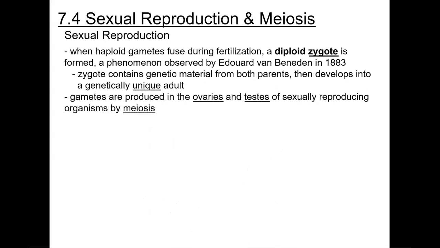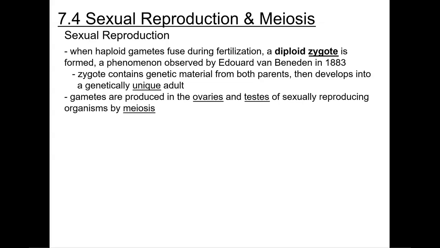When haploid gametes fuse during fertilization, a diploid zygote is going to be formed. So you're taking 23 chromosomes from the egg, 23 chromosomes from the sperm, you put them together, and you end up with 46 chromosomes. Remember, 46 is your diploid number. As soon as it's fertilized, it's referred to as a zygote. That's a phenomenon that was observed by Eduard van Beneden in 1883. So the zygote contains genetic information from both parents and develops into a genetically unique adult.